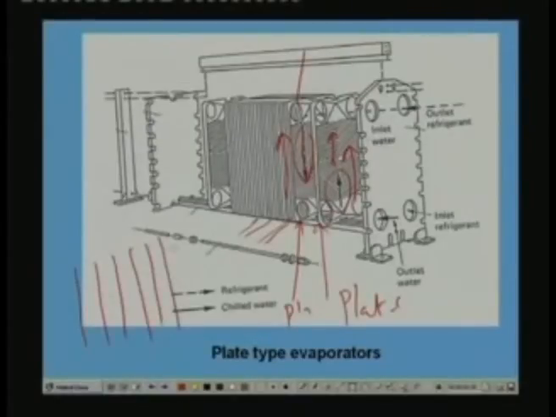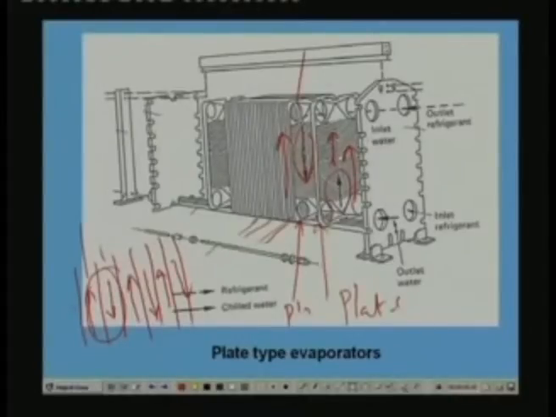That means if you look at the plates, let us say that these are the number of plates which are stacked together. The refrigerant will be flowing like this in alternate paths, and the liquid being cooled will be flowing like this. So this is refrigerant and this is the external fluid. So you can see that between the passages a true counterflow can be obtained. So as we know, the counterflow gives rise to very effective heat transfer.